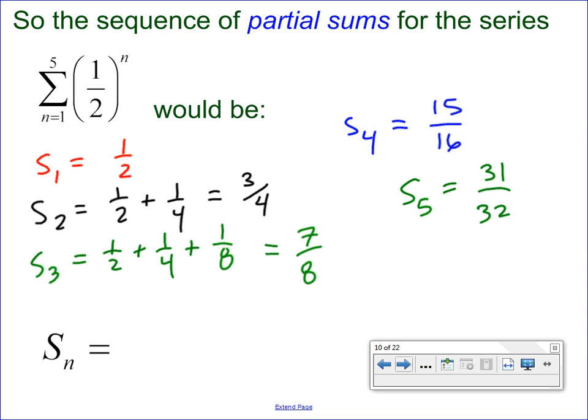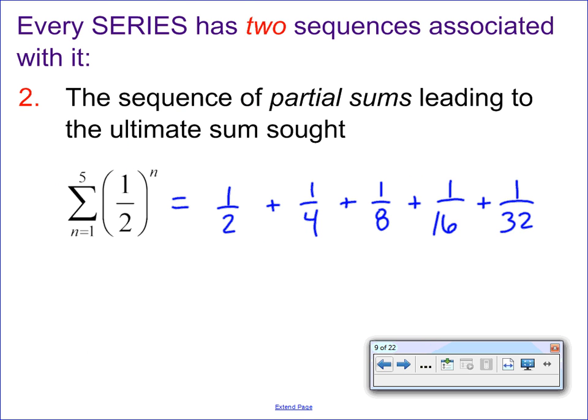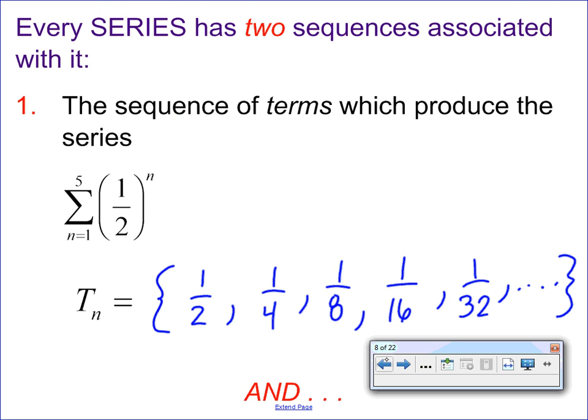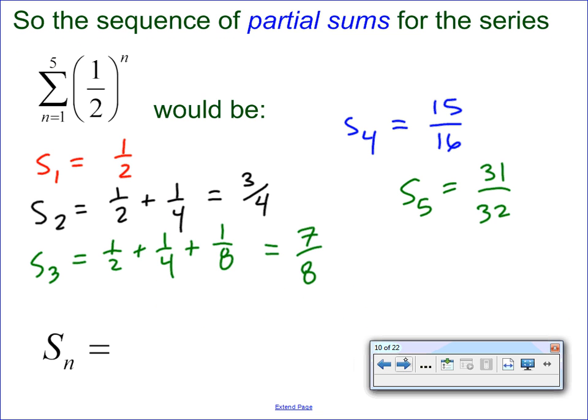All right. So we've seen that my sequence of terms is given by term values 1 half, 1 fourth, 1 eighth, 1 16th. My sequence of partial sums is given by 1 half, 3 fourths, 7 eighths, 15 16ths, 31 32nds. If we could generate a formula that gives the nth partial sum and then consider its limit as n goes to infinity, we determine then if the series converges, as opposed to just the term converging. All right, so let's go ahead and see what this would be.